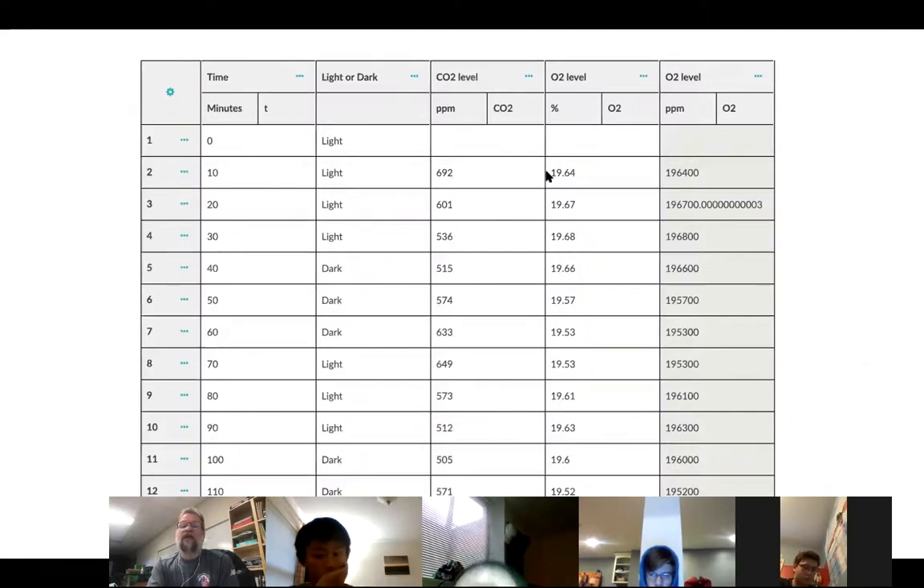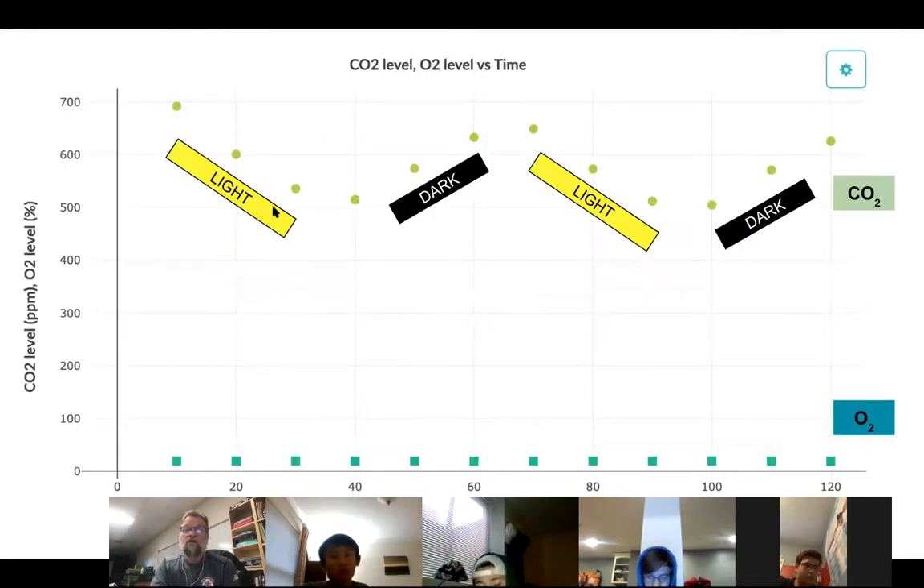Your individual data is not going to be the exact same numbers, but you should have seen during the light phase, the CO2 was dropping and the oxygen levels were rising. And in the dark phase, just the opposite: the CO2 levels were rising and the oxygen levels were dropping. Yes, no? Which this would support. During the light phases, we were decreasing CO2. During the dark phases, we were increasing CO2.